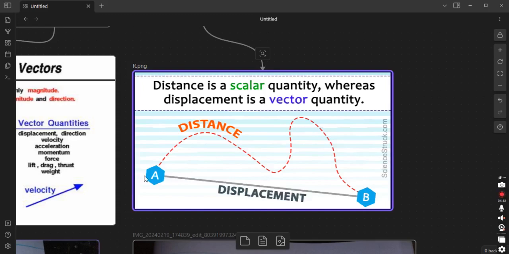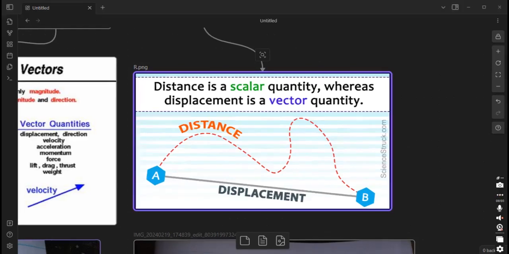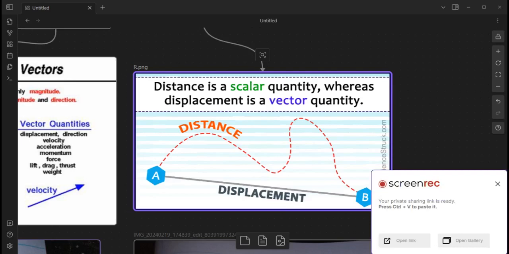So as we see, you have the dotted lines here which represent the path. Guys, I was still explaining the difference between the distance and the displacement. I also contributed some examples that are written in my handwriting.